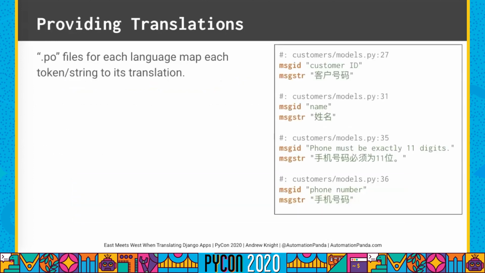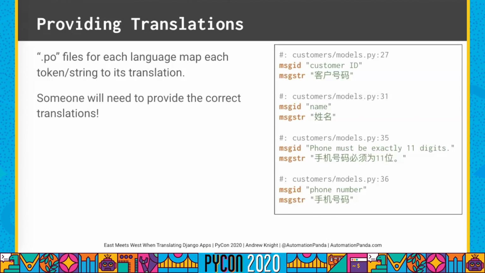The makemessages command will generate .po files that are the message files or the language files for the target locale. An example of a message file is here on the right. You'll see that the first line for each string is a comment indicating where in the code that string came from. The message ID field is that target string. And the message string field is the translation for that string for the given locale.